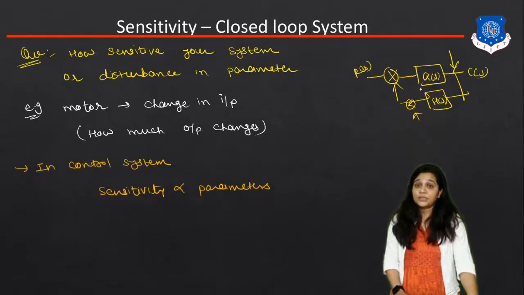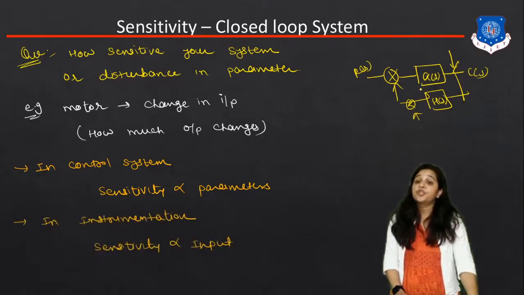Now in the control system, sensitivity directly depends on the parameter. If the value of the parameter is changed, the output will change. And in instrumentation, sensitivity depends only on the input variable. So if the input is changed, we can change the sensitivity.